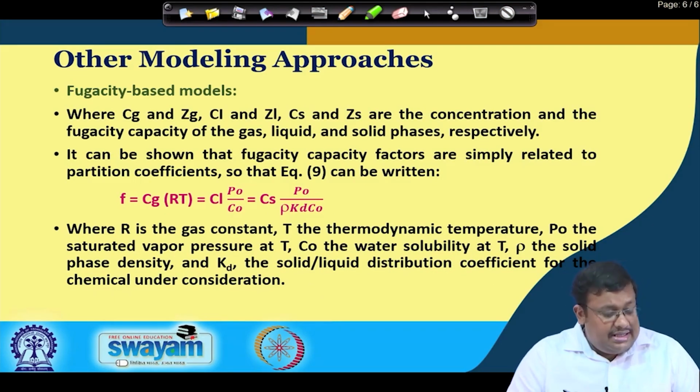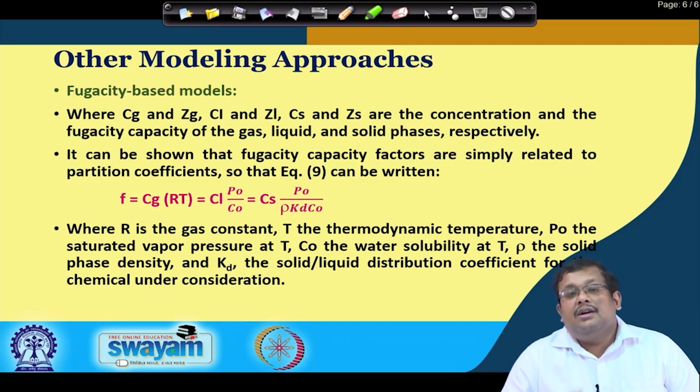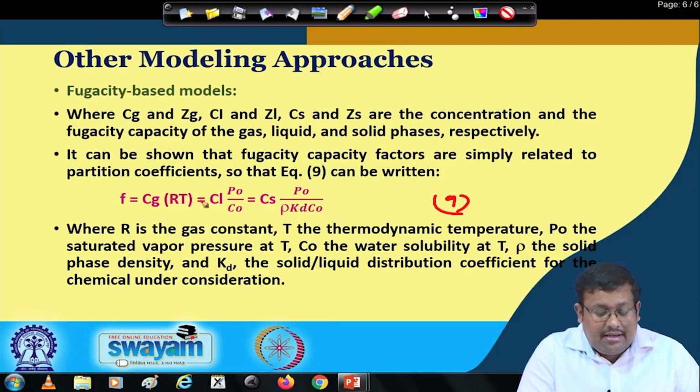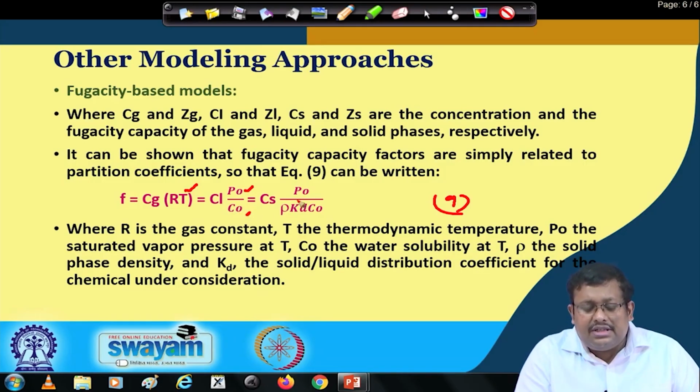Where Cg and Zg, Cl and Zl, Cs and Zs are the concentration and the fugacity capacity of the gas, liquid and solid phases respectively. Now, it can be shown that the fugacity capacity factor Z is simply related to the partitioning coefficient. So, in equation 9, this fugacity equals Cg multiplied by RT, which is also equivalent to Cl multiplied by P0 by C0, which is also equivalent to Cs multiplied by P0 by rho Kd C0. Remember that these 3 conditions are for 3 different media: this is for the gaseous medium, this is for the liquid medium, and this is for the solid medium.